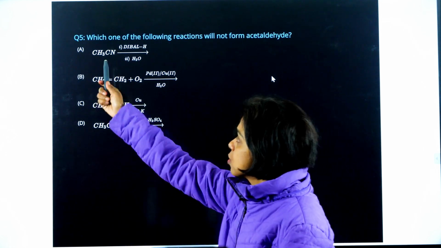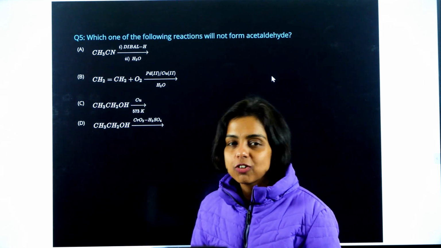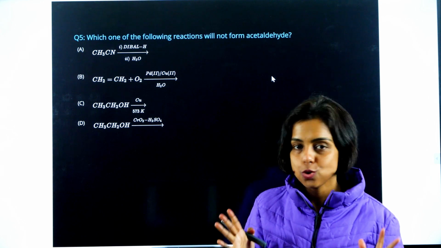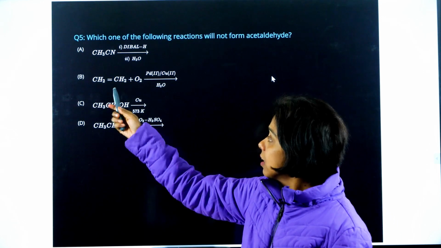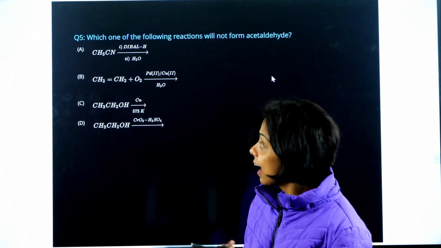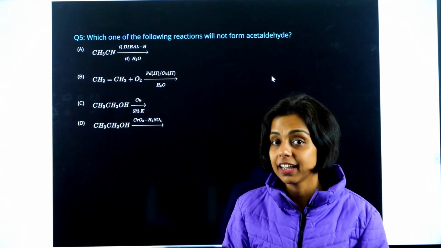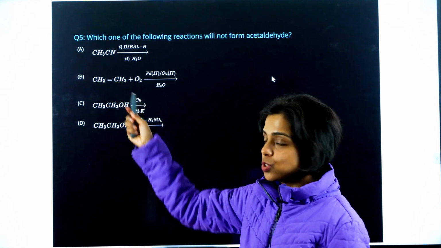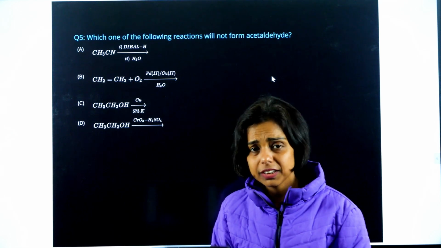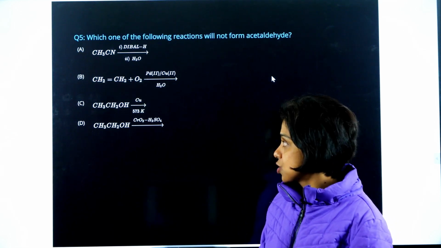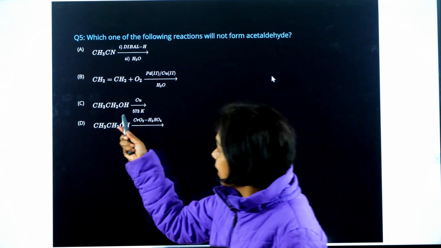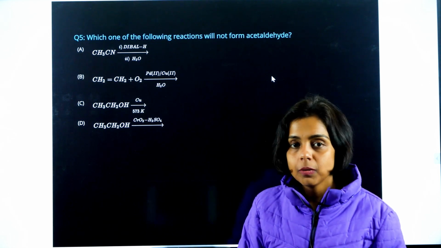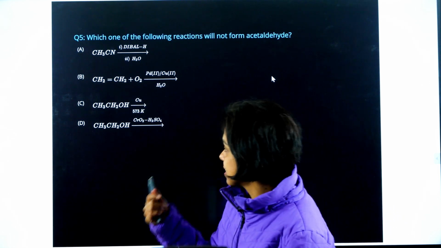Which of the following reactions will not form acetaldehyde, CH3CHO? Let's have a look. So CH3CN with DIBAL-H. Of course, CN will get converted to CHO, a bulky reducing agent. Now CH2 double bond. Okay, again it will give CH3CHO, because oxygen is there, addition, OH will be there, and they will lose H2 to form CH3CHO. Next, also copper. With copper, the oxidation will happen and you'll get acetaldehyde.